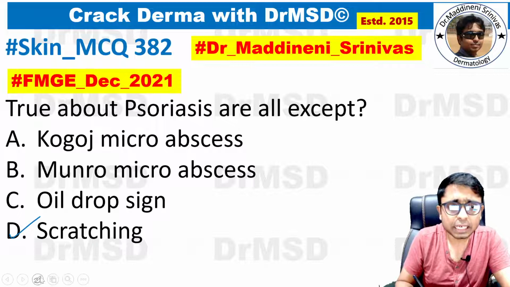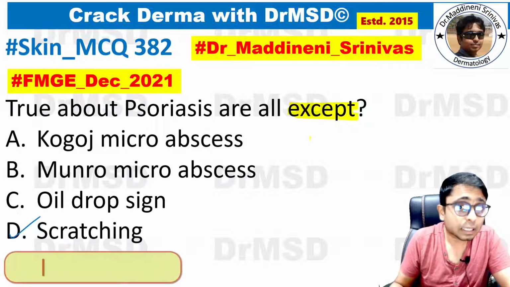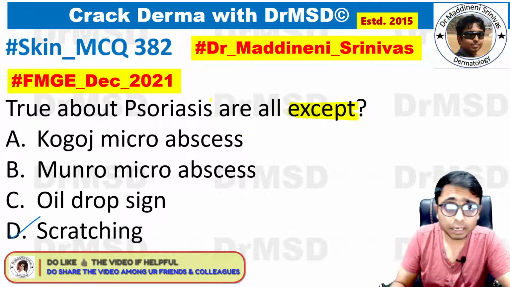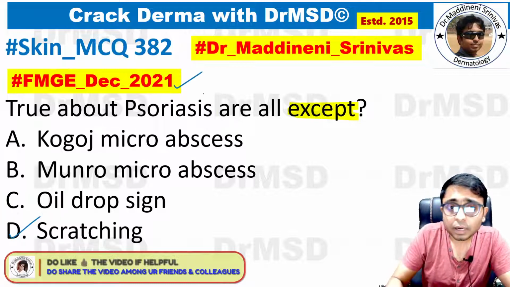So what is the question asking? True about psoriasis are all except. So you need to identify the odd man out, that is the characteristic feature which is not associated with psoriasis. And mind you, this is a previous year question for FMGE aspirants.